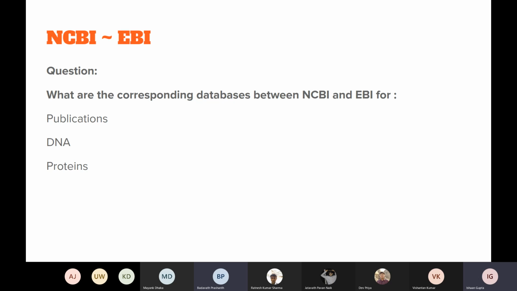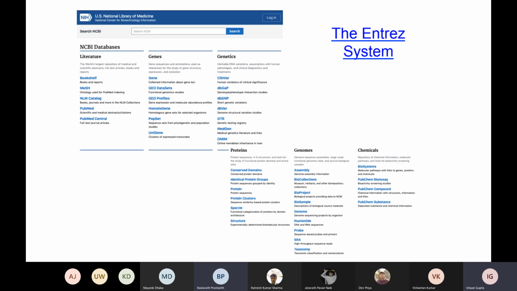One question that one has to come up with is, all of them do the same thing. So NCBI and EBI both have publications. So one question that I have for you again as a homework question is to find out what is the name of the publication database for NCBI and what is the corresponding name of the database for EBI. Both of them store DNA. So what's the name of the database for NCBI and EBI, and protein, and so on and so forth, right?